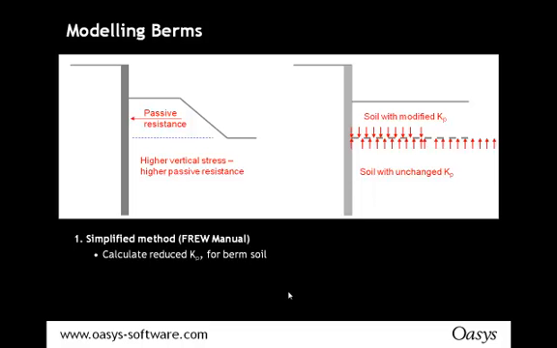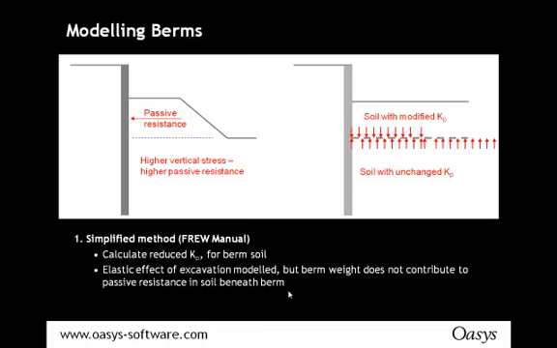A question often asked from us is, how do you model berms? And I know there is some guidance given on this in Series C580, but there's a simplified method also given in the FRU manual, which tells you how to represent your berm, basically by having the soil above the base level of the berm have a modified value of Kp, and then applying a surcharge again along the line of the base of the berm.